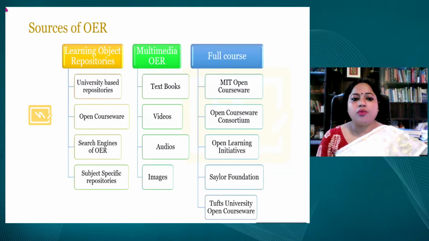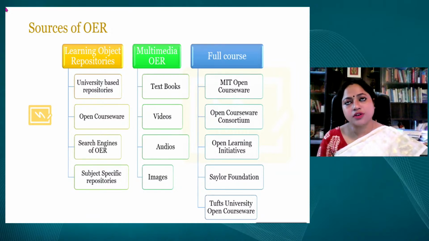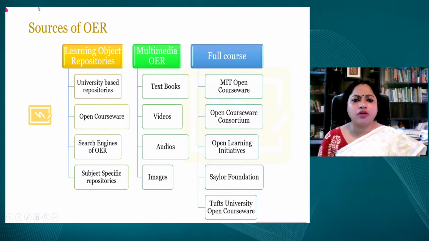Now, to identify what we can do, we can segregate such kind of materials, or OER materials, by their characteristics. Here, there are lots of learning object repositories, which are university-based repositories, open courseware, search engines of OER, and subject-specific repositories. Multimedia OER are available in forms of textbooks, video, audio, images, as well as MIT OpenCourseWare full courses. Even we have Open Courseware Consortia and Open Learning initiatives like that. So there are lots of sources and resources from where we can grab the resources to pursue our academic endeavor.